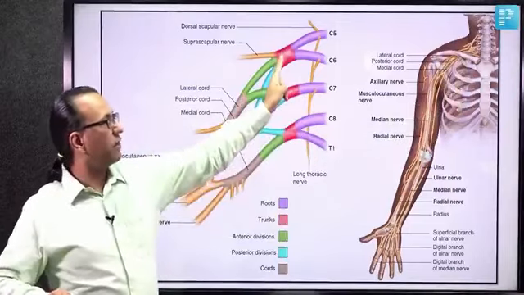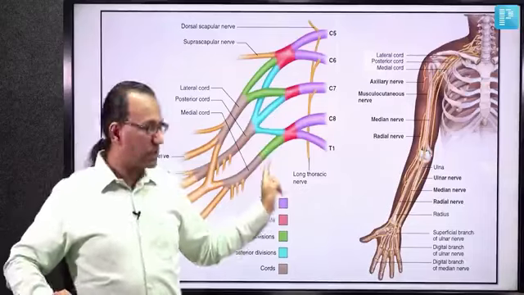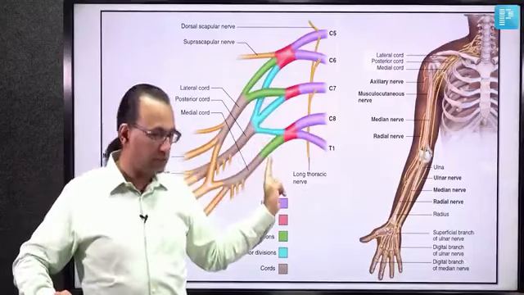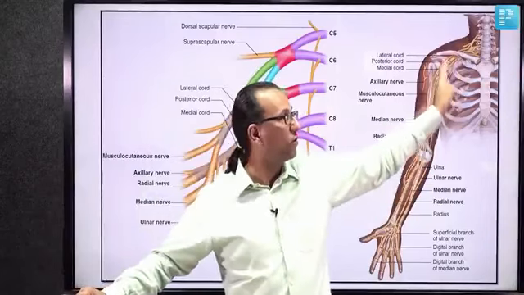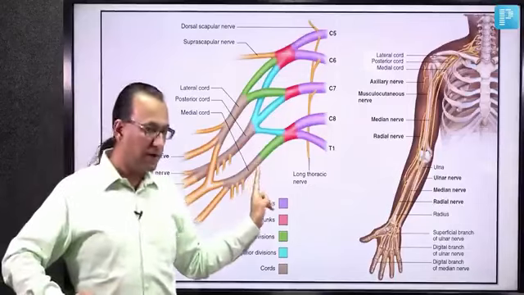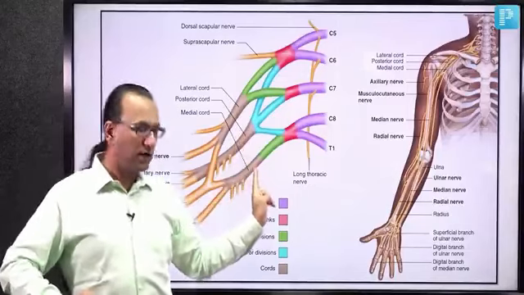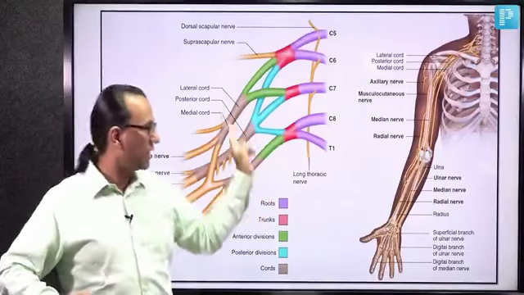Each trunk is giving one anterior and posterior division, and there are such 3 anterior and 3 posterior divisions. Total 6 of them will be passing behind the bone clavicle, and then they join to form cords of the brachial plexus. There are 3 cords of the brachial plexus, namely the lateral cord, posterior cord and medial cord, named according to the relation with the axillary artery in the axilla.